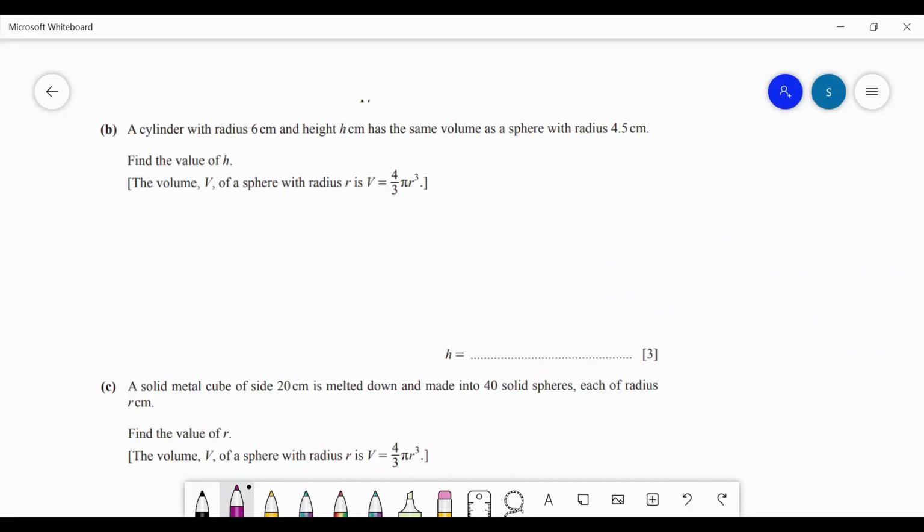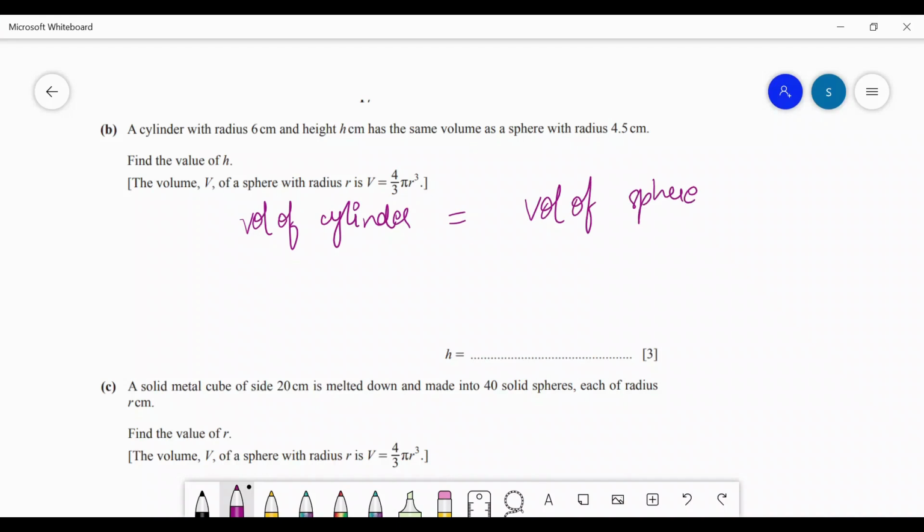Next, we have a cylinder with radius 6 centimeters and height h centimeters that has the same volume as a sphere with radius 4.5 centimeters. You have to find the value of h. So this is a pretty straightforward question. You are just going to equate the volume of the cylinder to the volume of the sphere.